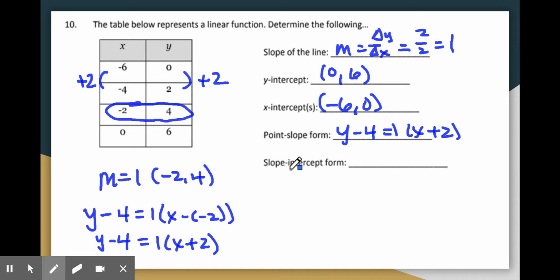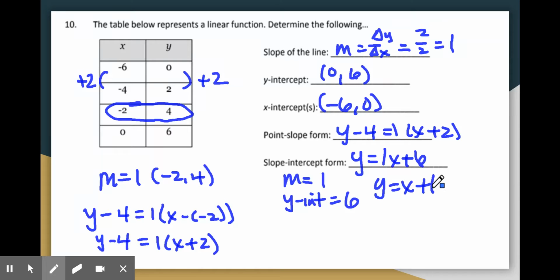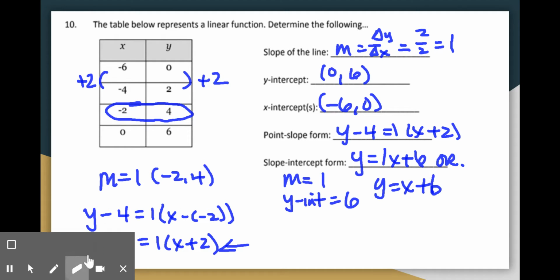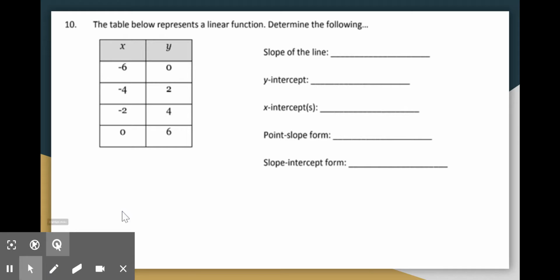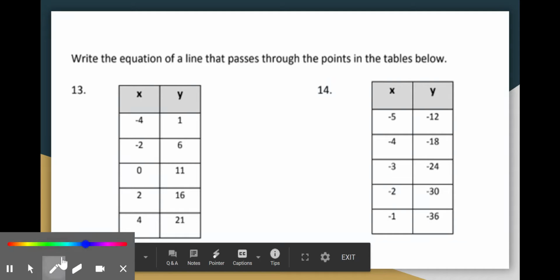And then slope-intercept form. For slope-intercept form, I need the slope and the y-intercept. I have both of those. The slope is 1, the y-intercept is 6. So my line in slope-intercept form is 1x plus 6, or x plus 6. Or I could convert this equation and solve for y. That works too. You'll get the same answer. There's a bunch of ways to do a lot of these. And one more here.